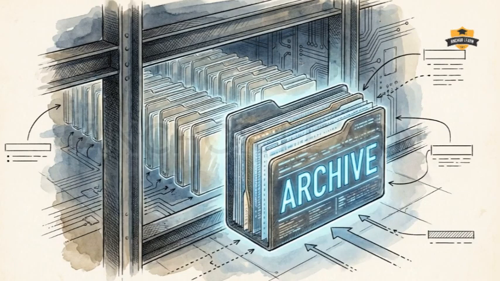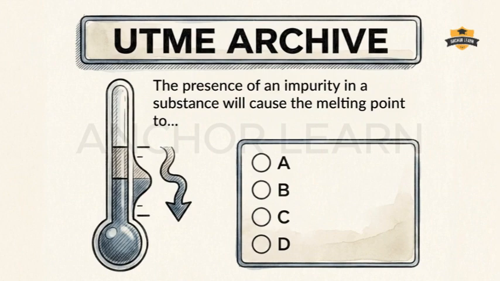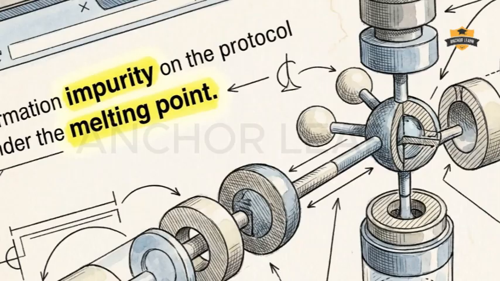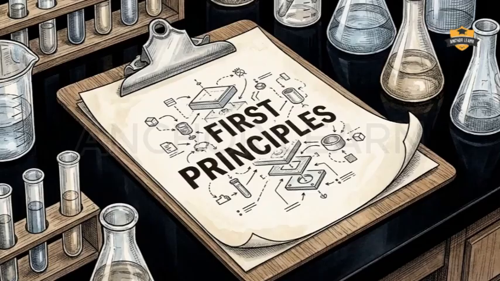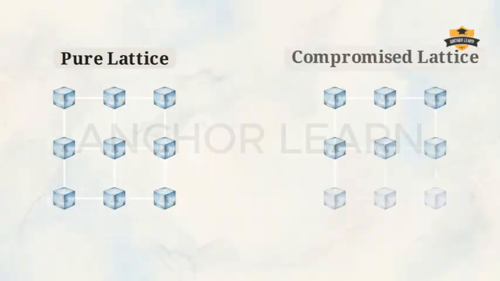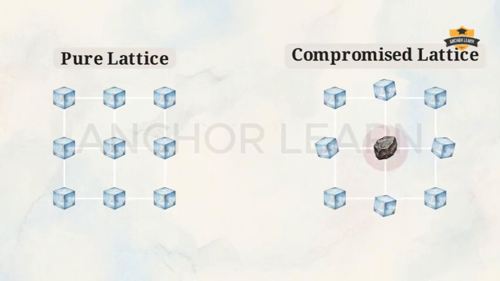Let's test your foundation with a high-stakes lab mystery. I'm pulling a standard structural test directly from the question archive. This is UTME 2017, question 40. The presence of an impurity in a substance will cause the melting point to... Notice carefully, Catalyst. We are specifically evaluating the effect of an impurity on the melting point. Before you even glance at the options, answer this first principle question. Are we making the chemical bonds stronger, or are we creating a weak spot in the solid lattice?